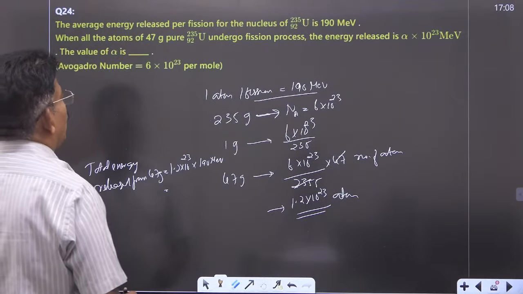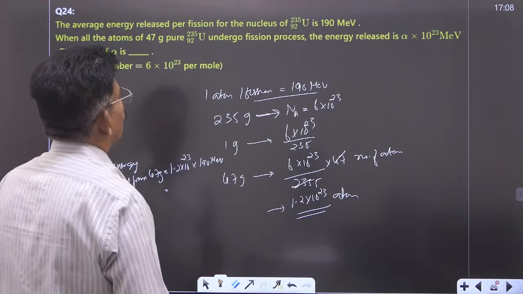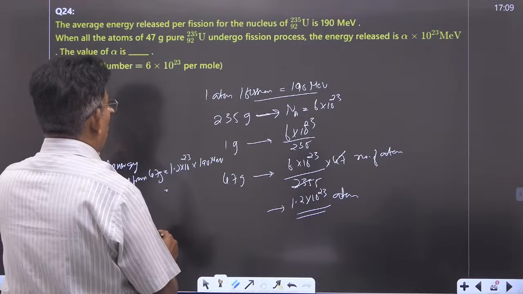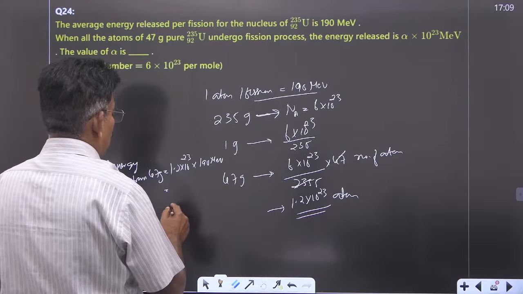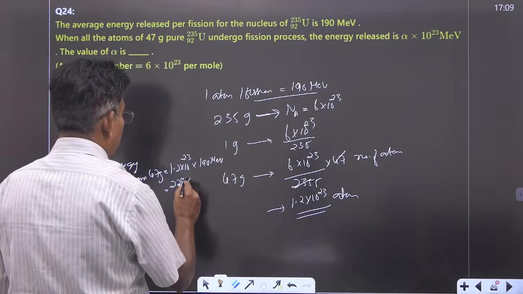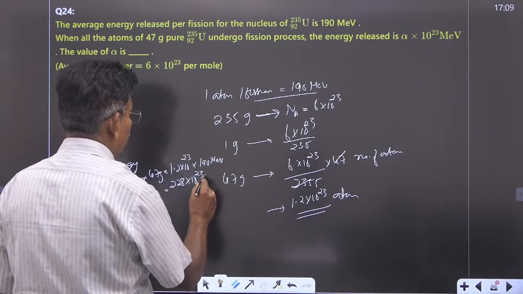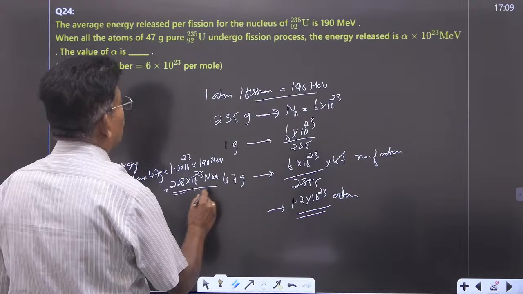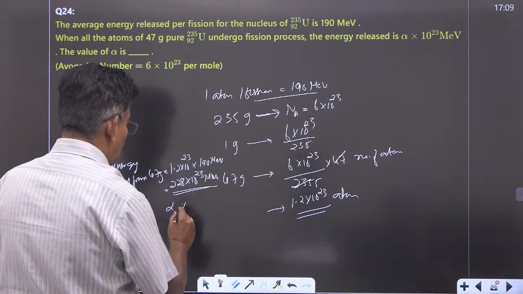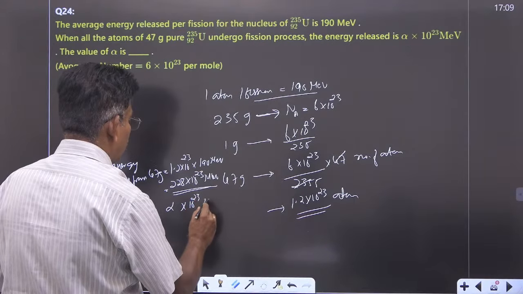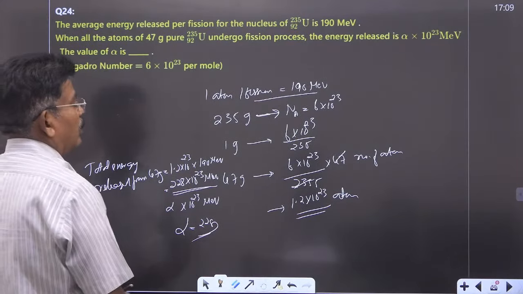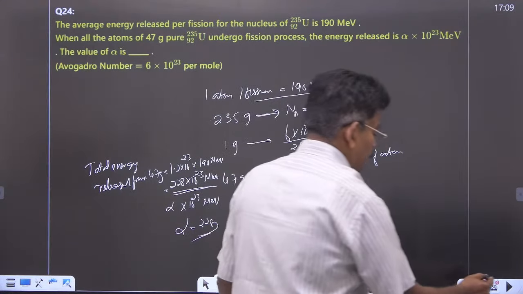Isn't it? 190 MeV. Okay. So that is coming to be 190 into 1.2. 190 into 1.2 will be nearly 228 into 10 to the power of 23 MeV. And it is given to be how much? Alpha into 10 to the power of 23 MeV. Therefore, alpha is coming to be 228. Okay? Yes. So alpha we got it. Okay, I think last question we are coming.